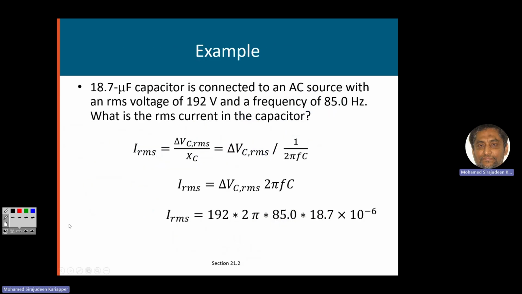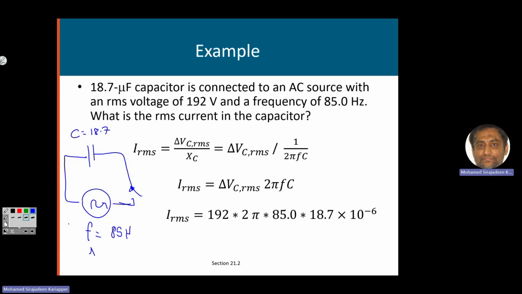So we can now even solve a question. We have a simple AC circuit, so an AC source connected to a capacitor. Let's say there's a switch. The capacitance is given as 18.7. The frequency of the source is given as 85 hertz. And the RMS value of the potential difference of the AC source is 192 volts.